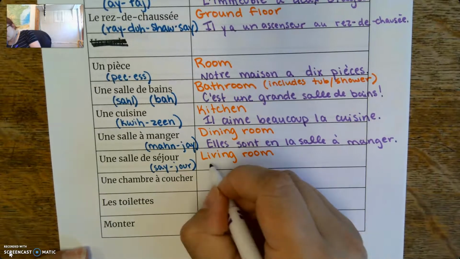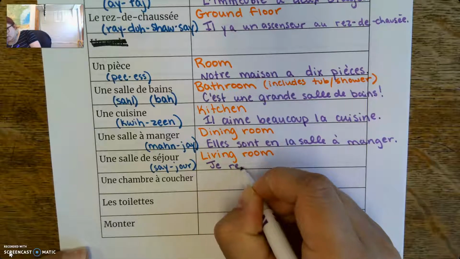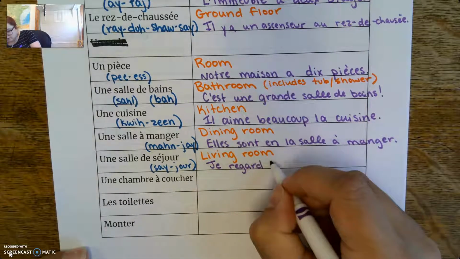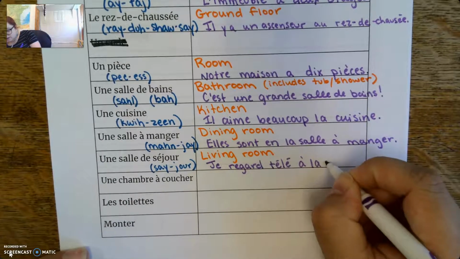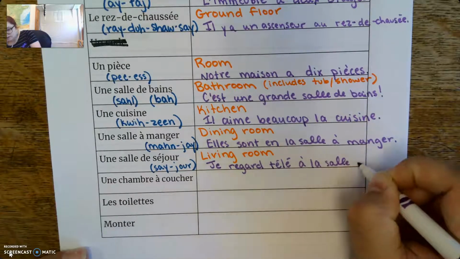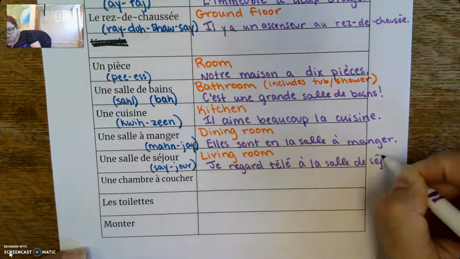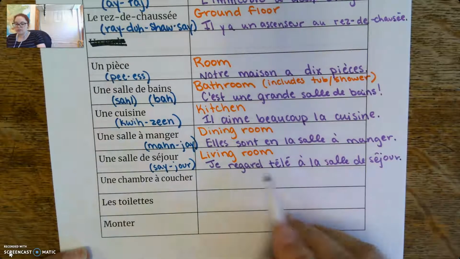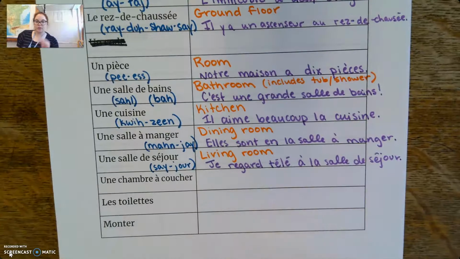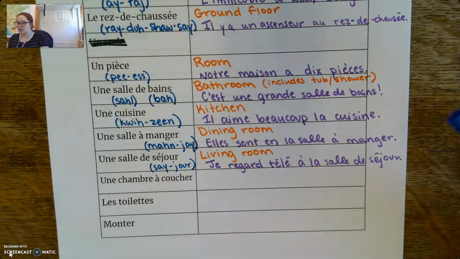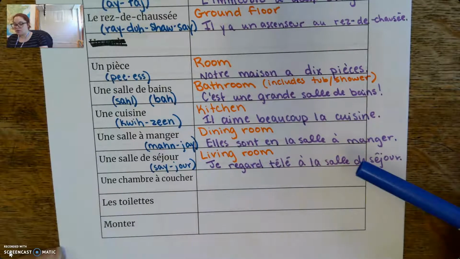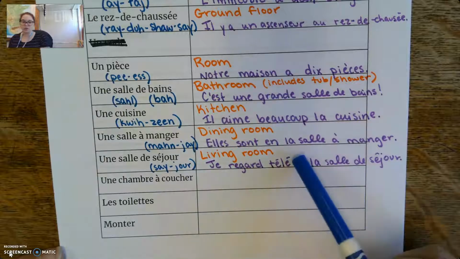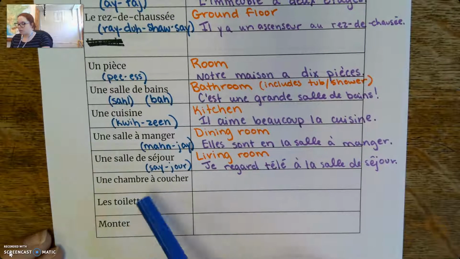So I might say, je regarde la télé à la salle de séjour. So I watch TV in the living room. And so at night after you're done eating in the salle à manger, you've taken care of everything in the cuisine. After you're completely done with la télé in la salle de séjour, you are going to probably head to bed and you're probably going to go to your chambre à coucher.